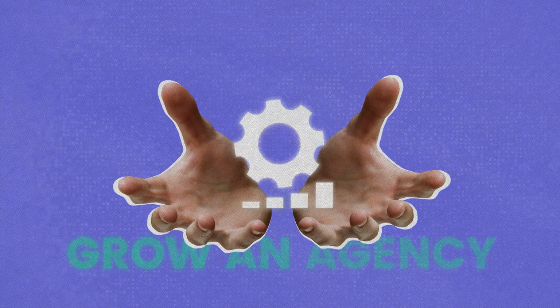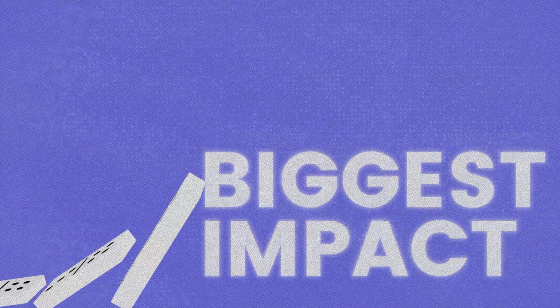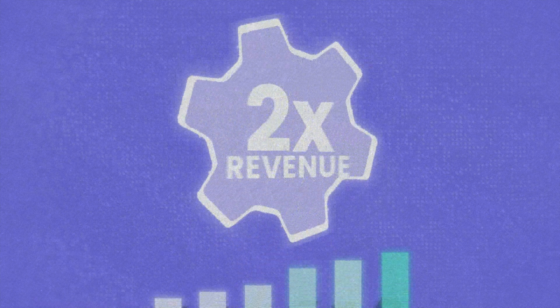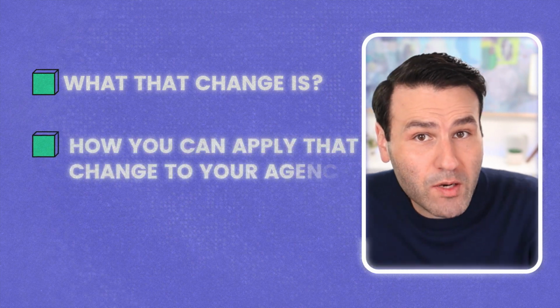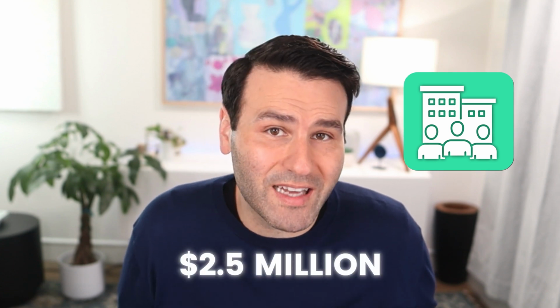So the easiest way to grow an agency is to focus on the tiny tweaks that have the biggest impact. And after helping hundreds of agencies achieve their growth goals, I've realized that there's one type of change that truly stands out, where a 2% change can literally double your revenue. So in this video, I'm going to explain what that change is, how you can apply that change to your agency, and at the end, I will show you how I helped an agency make an additional $2.5 million in revenue using this exact strategy.